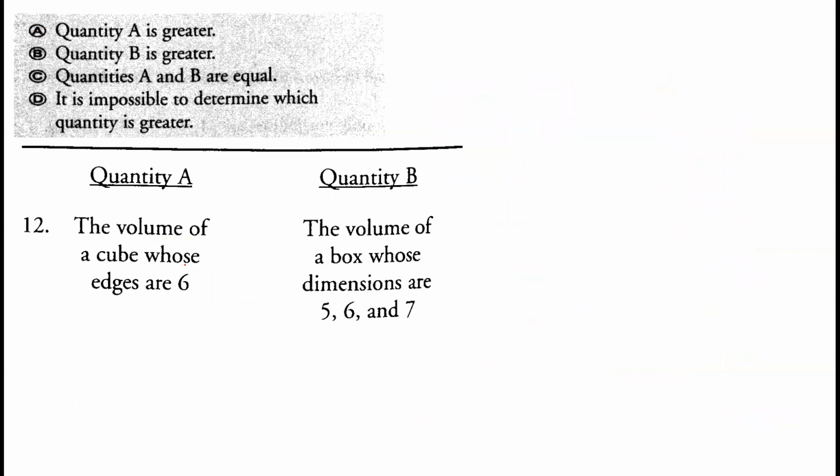Now the volume of a cube whose edge is 6, and the volume of a box whose dimensions are 5, 6, and 7. So it's 6 cube, that is 216. 36 into 6: 6 6s are 36, 6 3s are 18, 18 plus 3 is 21. And the volume of a box whose dimensions are 5, 6 and 7 would be 5 into 6, 30, 30 into 7 is 210. 216 is greater than 210, hence option A is correct.